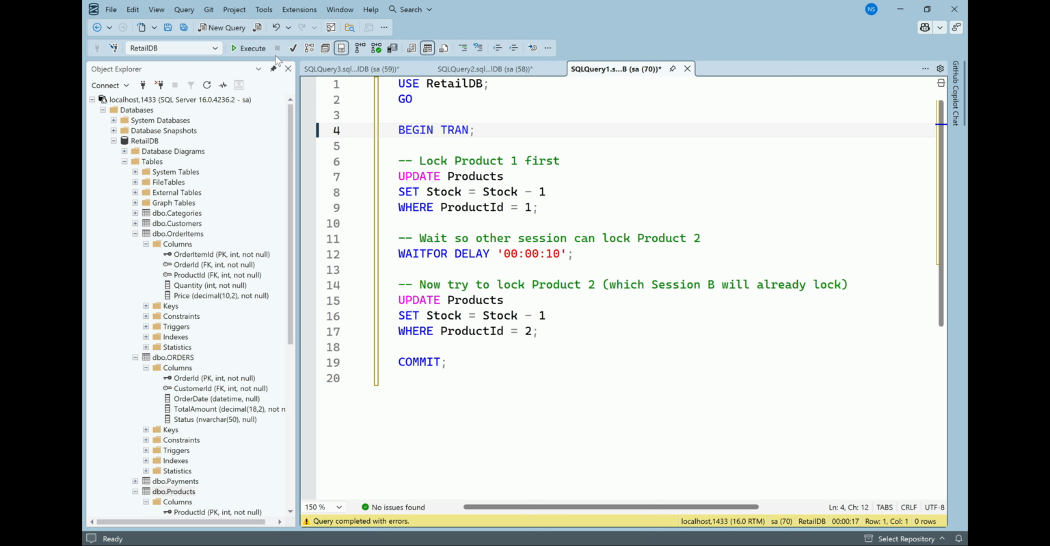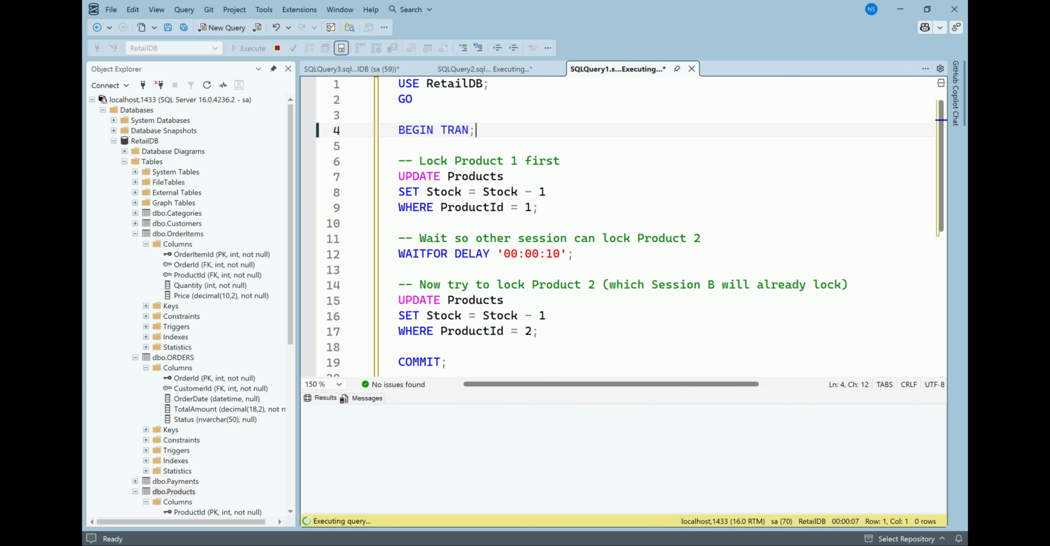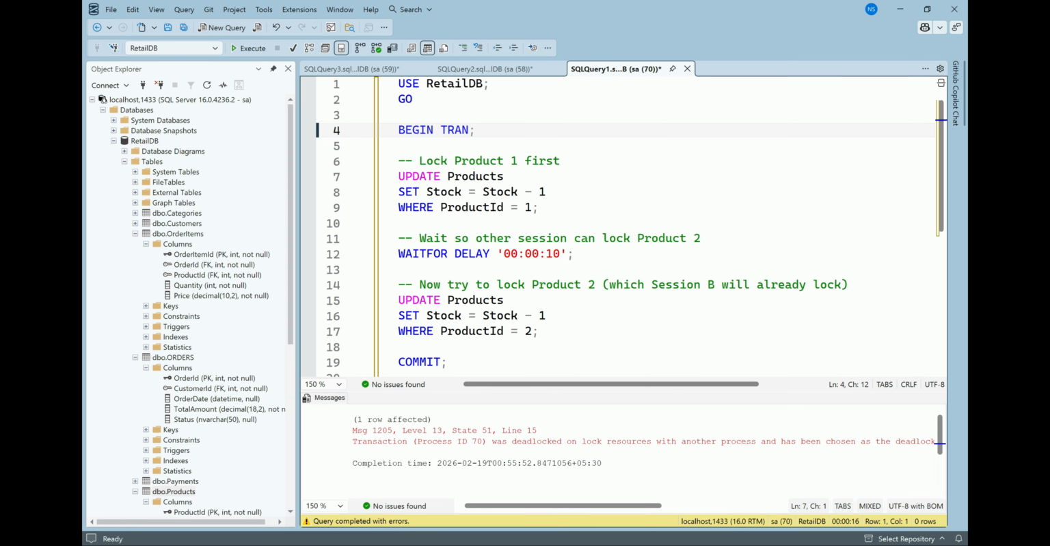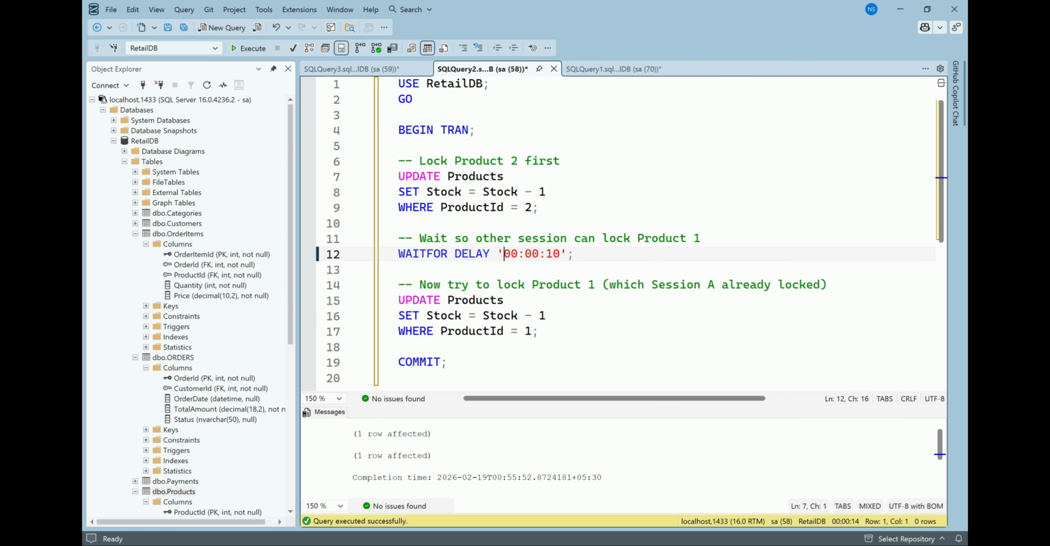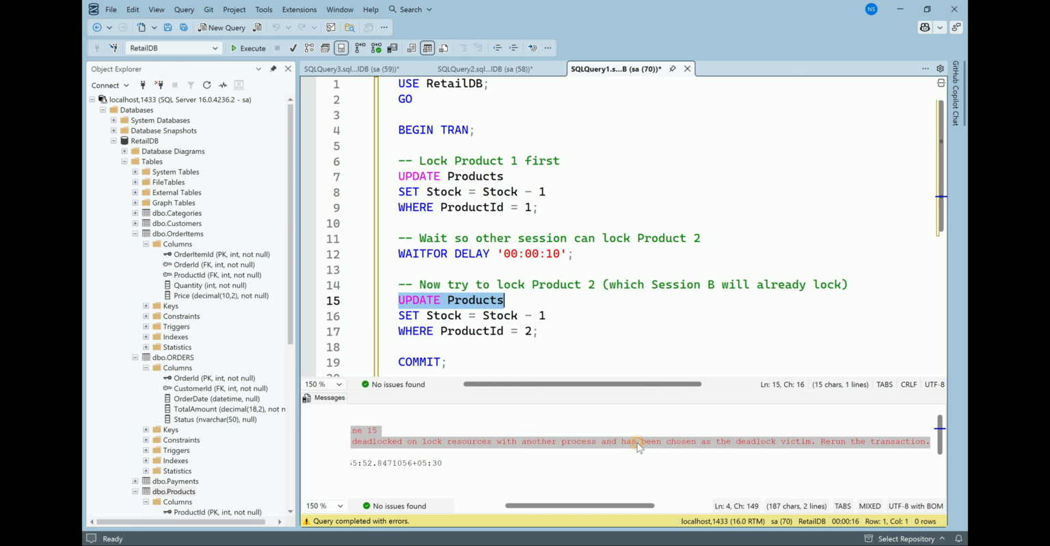Now I will run it. I ran session A, and now I run session B. If you observe, both are executing. It is actually a simple query, but because of the deadlock, both are trying to update the same resources and it deadlocks. SQL Server waits for some time, detects it, and kills one of the sessions. Here it killed session A, and the other session updated both of the records. The message says the transaction with process ID 70 was deadlocked on lock resources. I think now you can understand what a deadlock is.